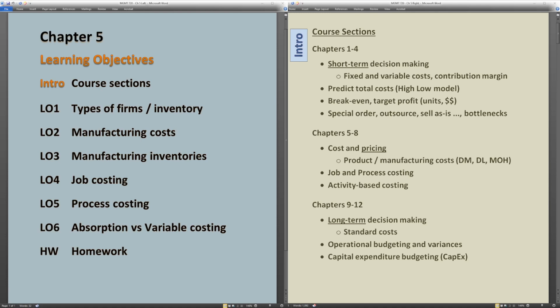And what are the costs that we look at? In the first 4 chapters, we looked at fixed and variable costs. In chapters 9 through 12, we look at standard or standardized costs. And what can we do with those? What we can do with those is create budgets.